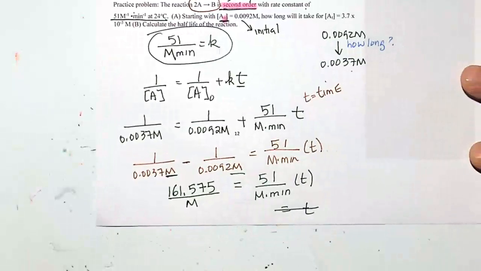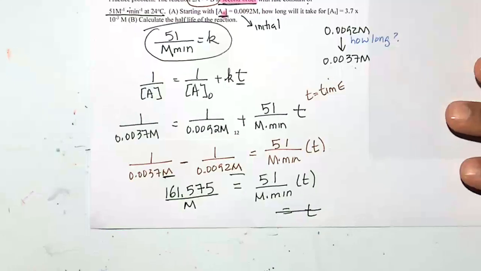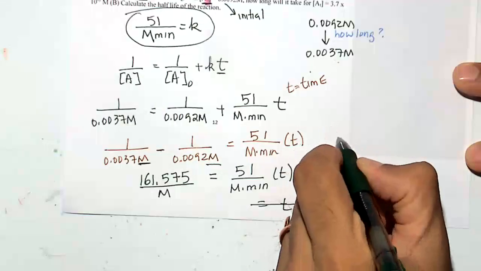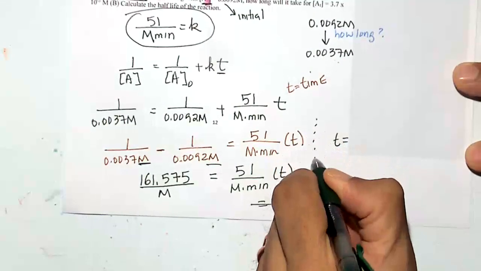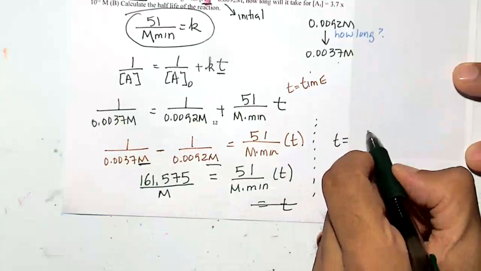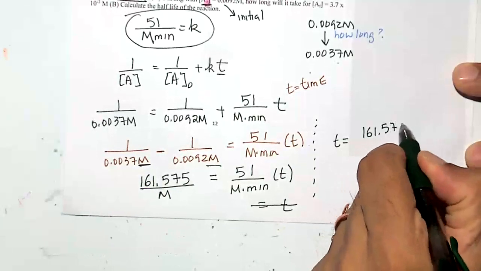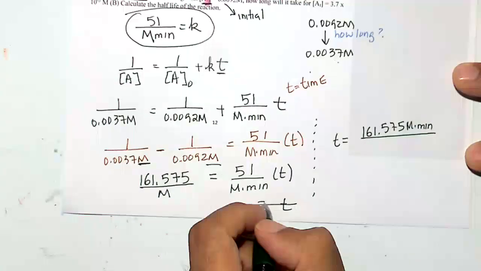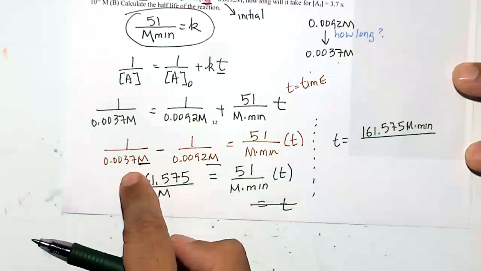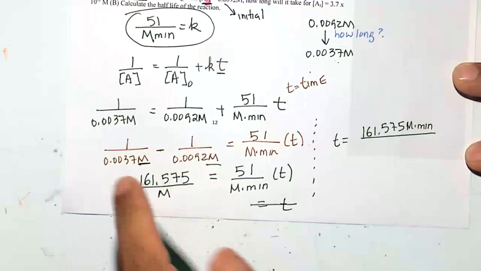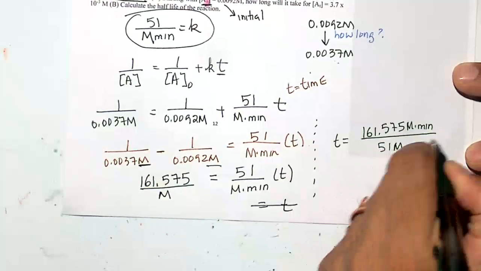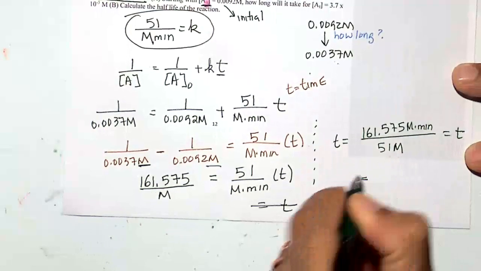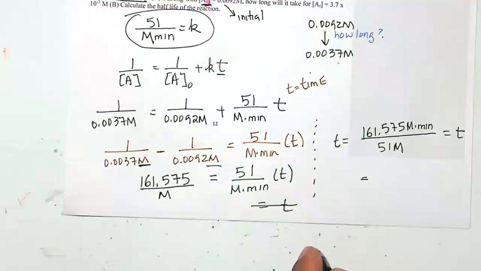Okay, I'm going to cross multiply this out now. So 161.575 big M times minutes. See, I'm cross multiplying, okay? And I'm going to move the 51 down to the denominator. Cross multiply, right? You guys see what I did in this step?